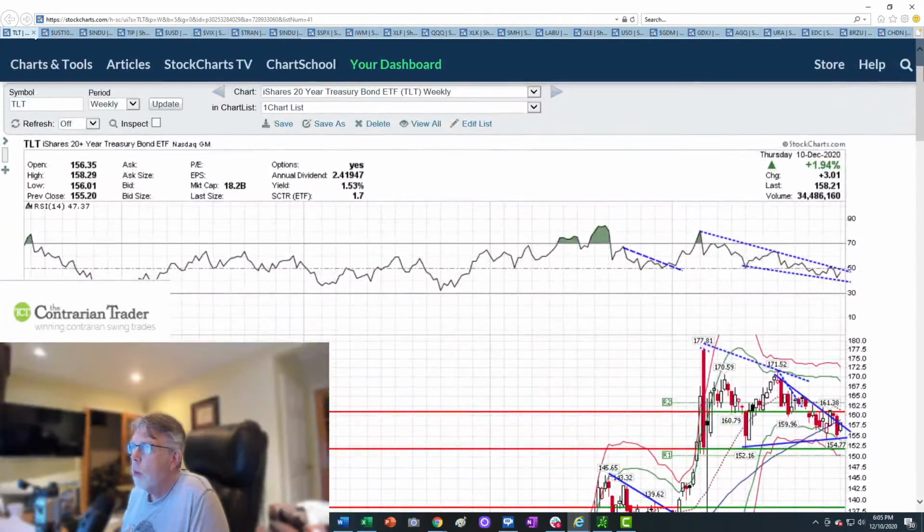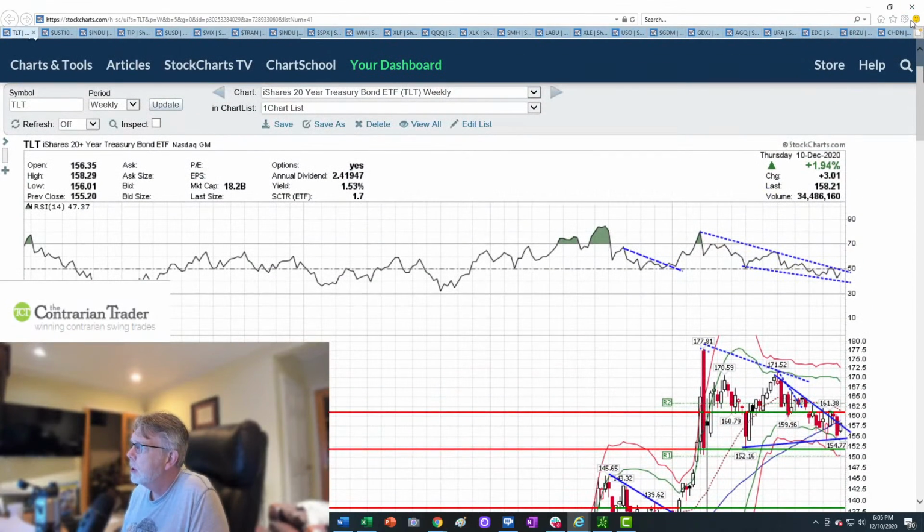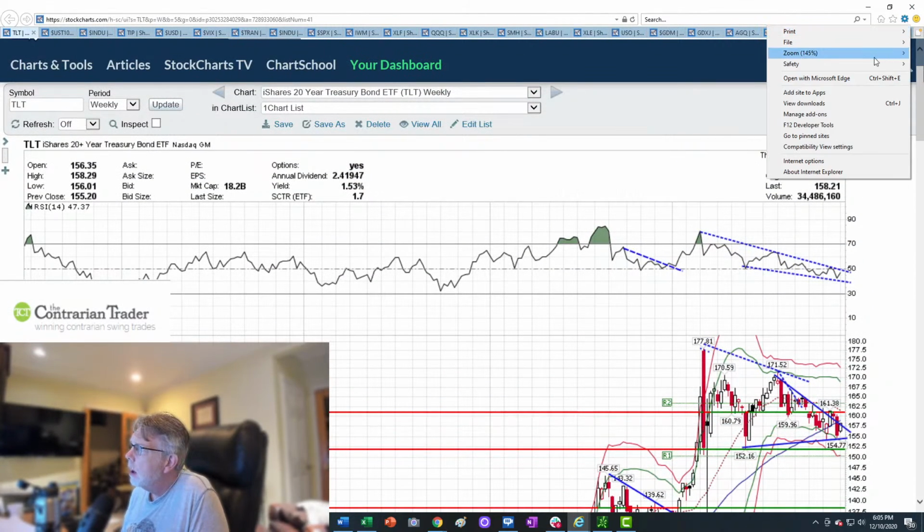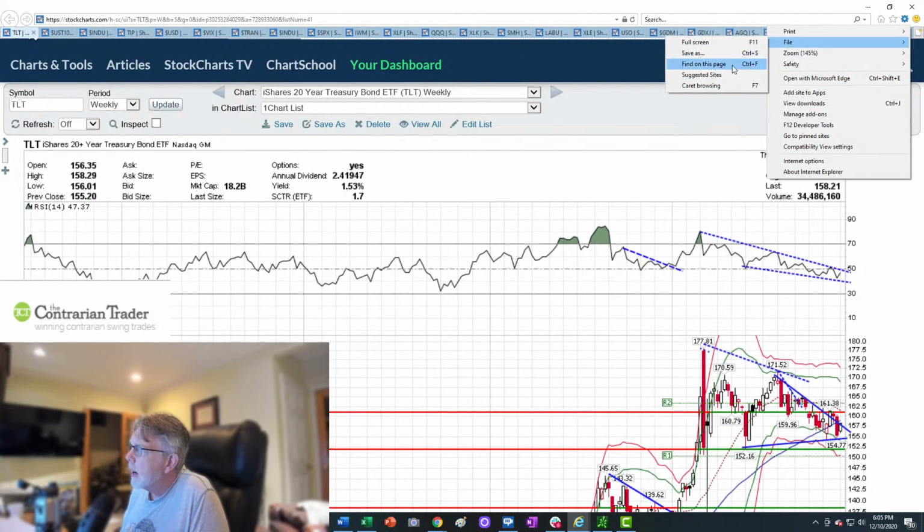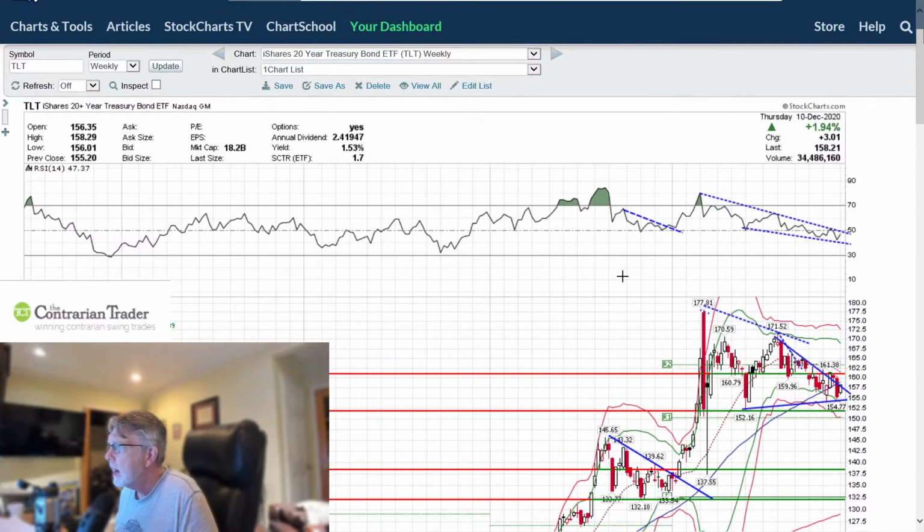The chart I want to begin with is the TLT. This is the 20-year bond. We always look at the bond market first because the bond market is the tail that wags the stock market dog. I say that constantly because it's so important, so true.